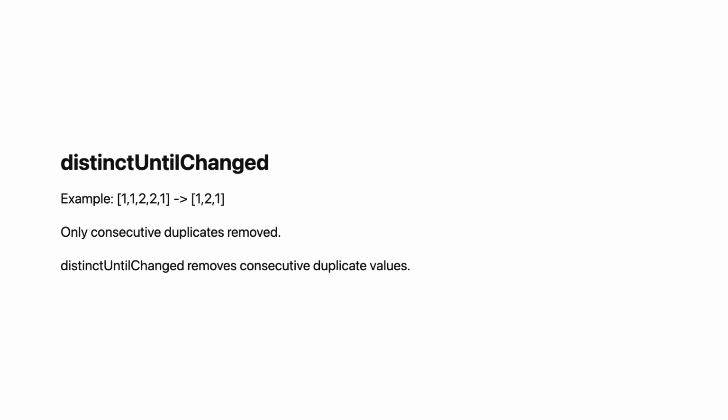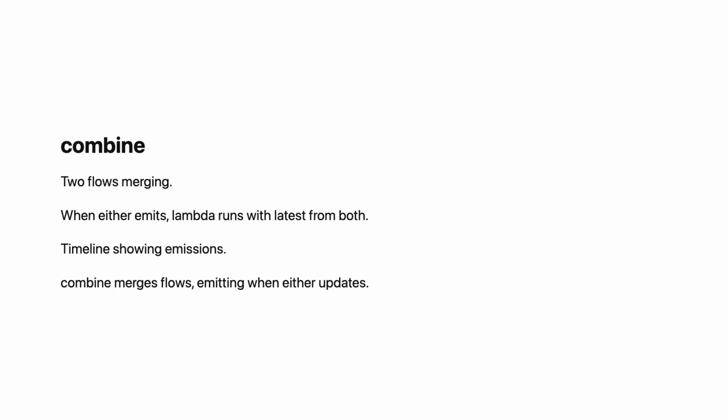Combine merges 2 flows. flow1.combine(flow2) { a, b -> a + b }. When either flow emits, the lambda runs with the latest values from both. Combine is useful for combining independent data sources. Username flow plus user status flow gives combined user info. The lambda runs whenever either flow emits, using the most recent value from each. Both flows must emit at least once before the first combined value appears.